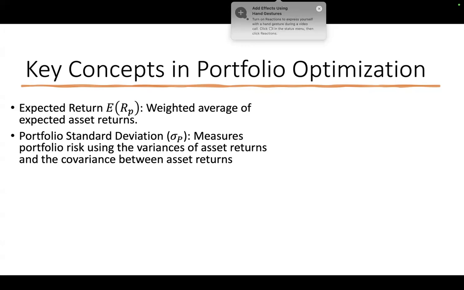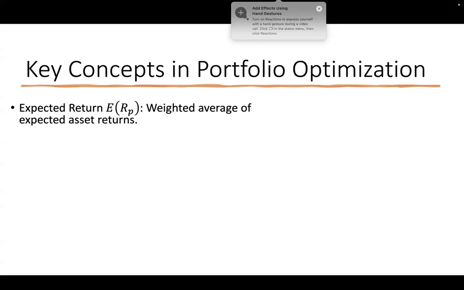For expected return, first of all, the word expected means we are talking about the future. We are not talking about right now. Expected return is the weighted average of expected asset returns. If you have two assets, one has a 10% return and another has 6%, and you have 50% of your money in one and 50% in the other, just take the average of those two. 10 and 6 average would be 8. That's going to be your portfolio return. So don't mix two different things.